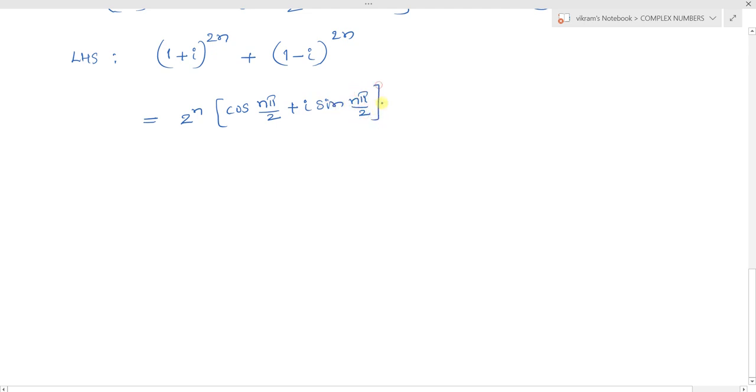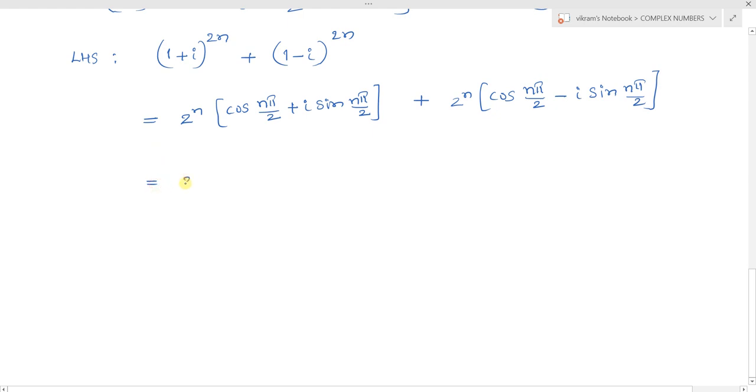But in the question, he has given the LHS as (1 plus i) whole power 2n plus (1 minus i) whole power 2n, and he is asking us to find it. So we obtained (1 plus i) whole power 2n as 2 power n into cos n pi by 2 plus i sin n pi by 2, plus (1 minus i) whole power 2n, which is 2 power n into cos n pi by 2 minus i sin n pi by 2.